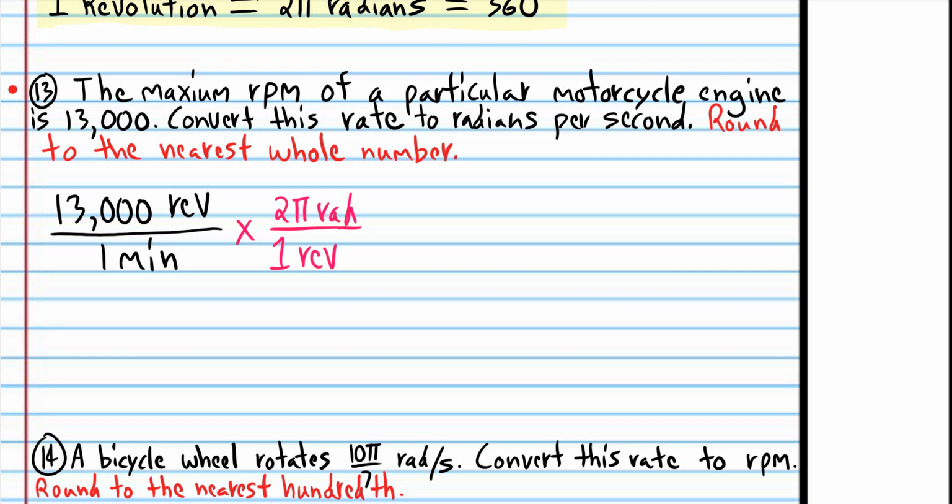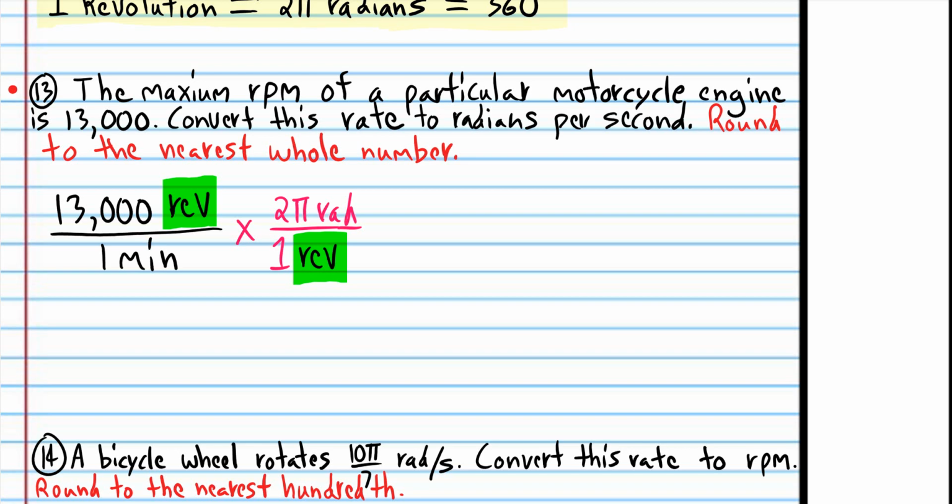We've converted revolutions to radians, but we also have to convert minutes to seconds. Now the reason that I know that this is correct is because the revolution units cancel out. You want one unit to be on the top in the numerator of a fraction and the other unit to be in the denominator. That means that they cancel out.